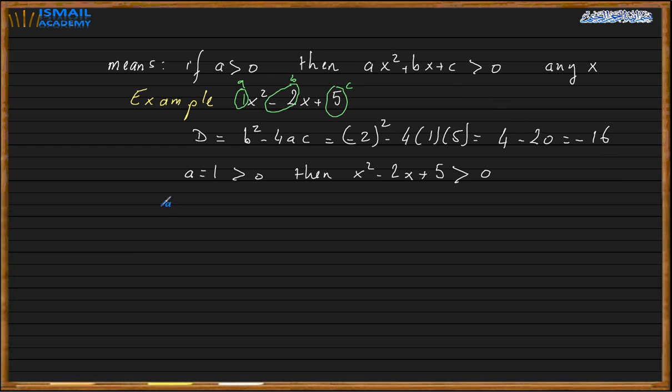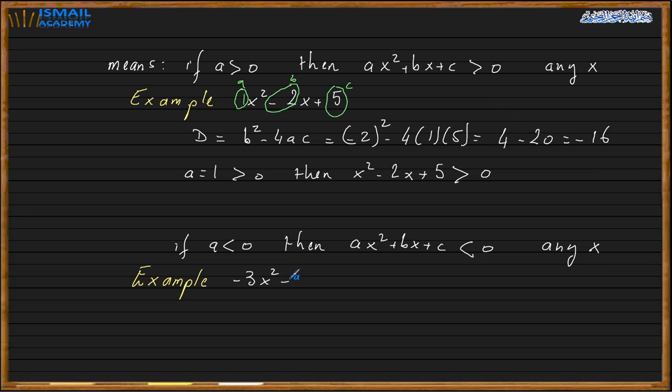So the second case: if a is negative, then ax squared plus bx plus c is going to be always negative, again for any x. So let me give you an example for this. Let's pick, for example, minus 3x squared plus 2x minus 5.